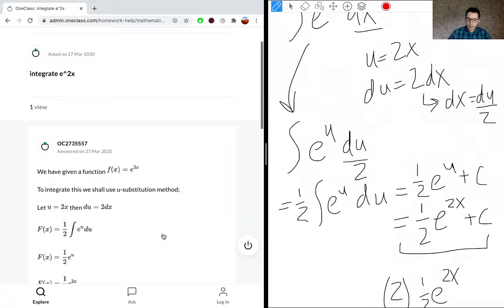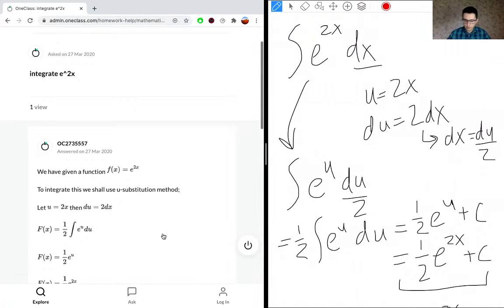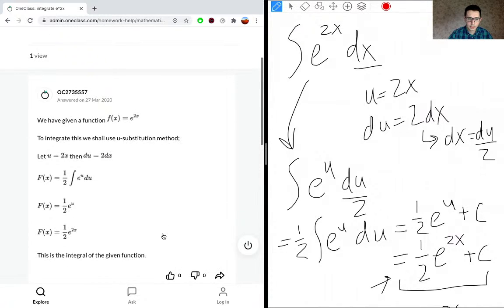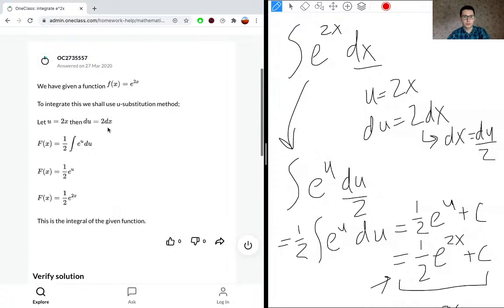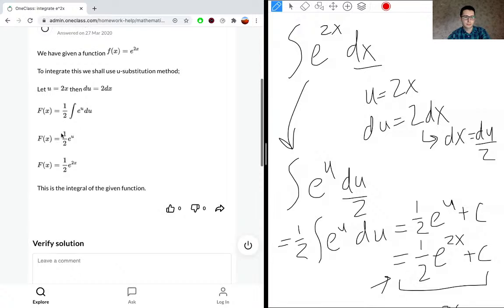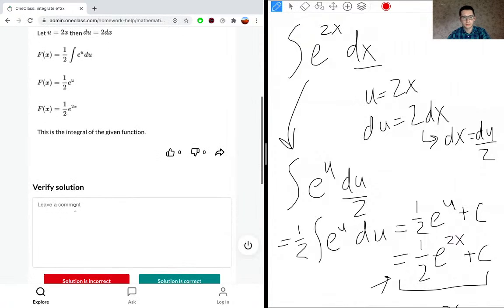So over time, you can recognize this, and instead of using substitution, you can go right away to the final answer. So looking at the solution, the correct process is followed to take the derivative. Here they use substitution, u equals 2x, and then du is 2 dx. And they get a half e to the 2x as the right integral. So correct answer. Great job.